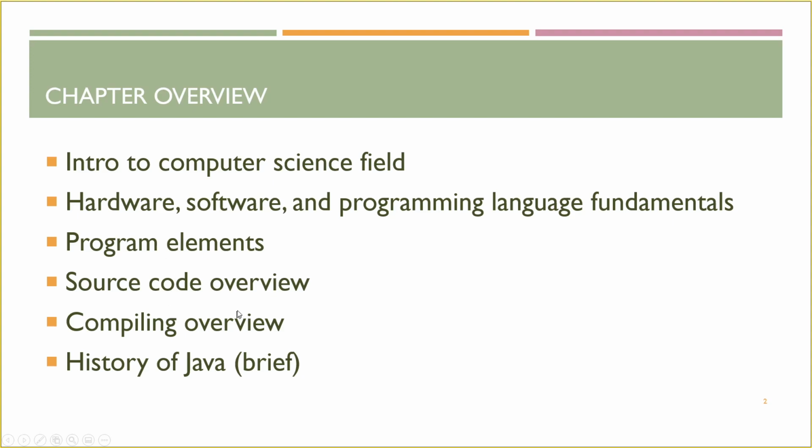So some things we'll cover in this video. We'll talk about an introduction to what computer science actually is. We'll talk about hardware, software, and programming language fundamentals, some different elements of a program, an overview on what source code is, an overview on what compiling is, and a very brief history of Java itself.